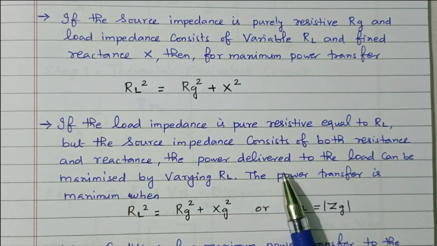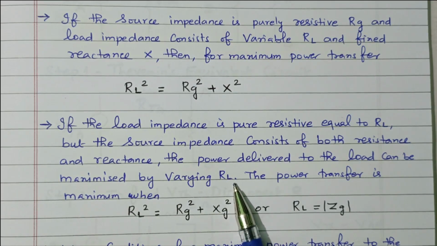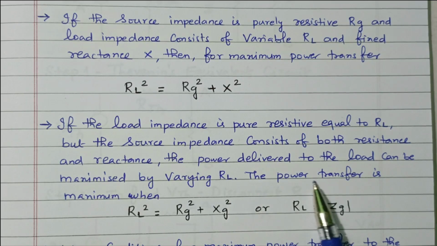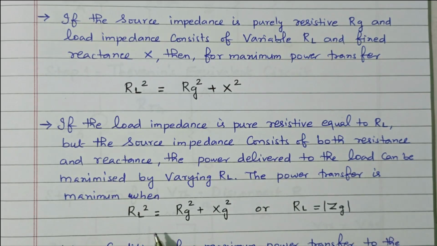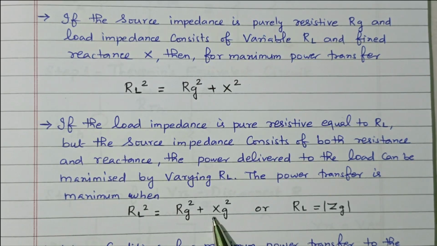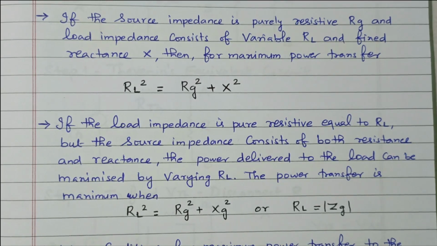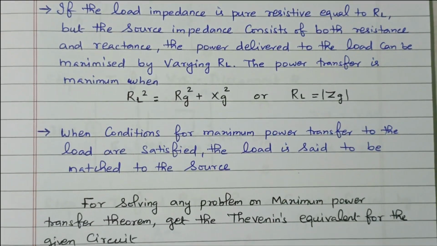In that case, what is given? We can vary the RL value so that we make both equal and we can get the maximum power transfer. So that is RL square equal to RG square plus XG square. These two are constant, but we can vary this. By varying this, we will make both equal. Under that condition, RL equal to magnitude of ZG, right? We'll go for further conditions.